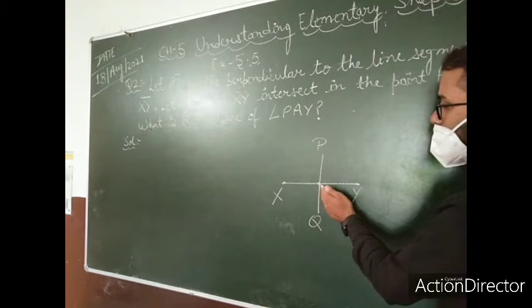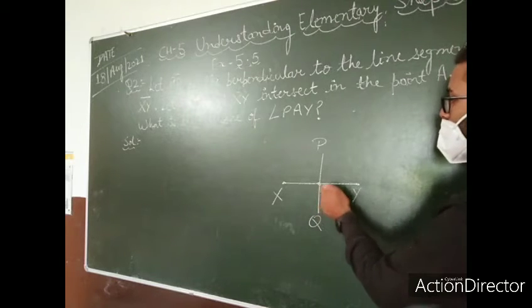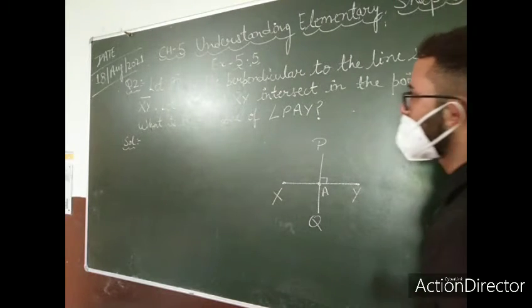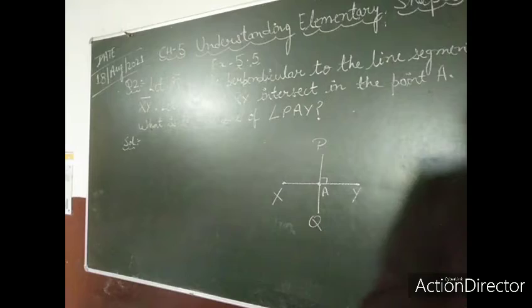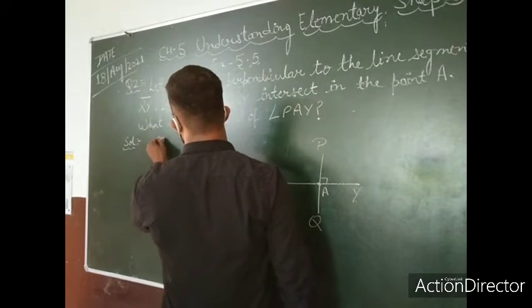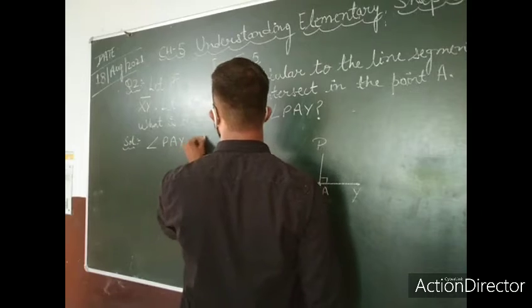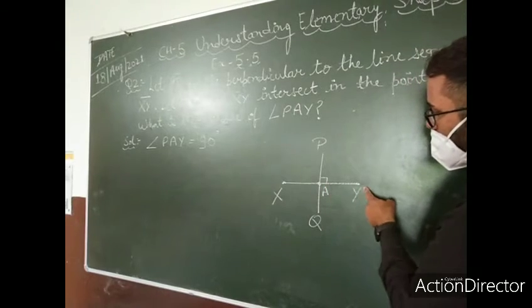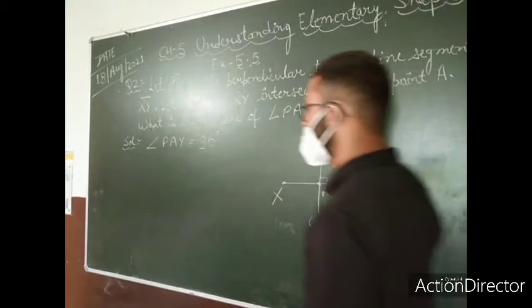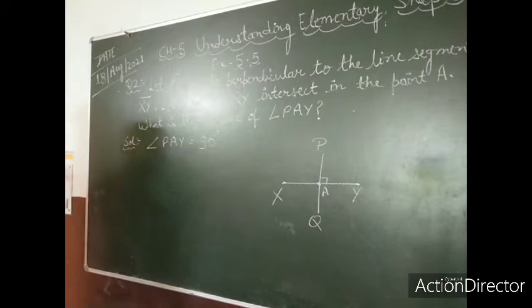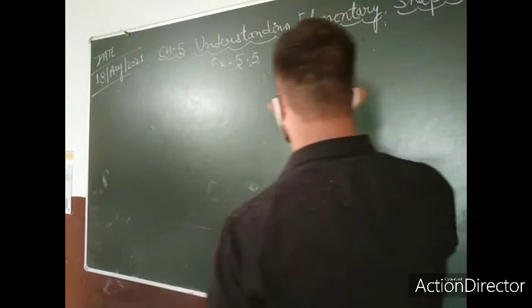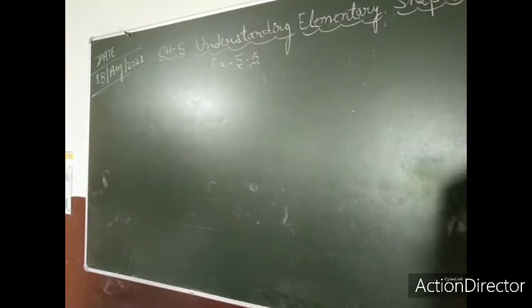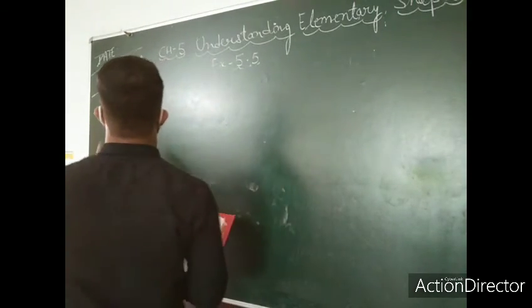So here, students, they intersect at point A, right? So what is the angle between all these sides? 90 degrees. So here we directly write angle PAY is equal to 90 degrees. Okay, this angle PAY is 90 degrees, right? Now question number 3 is homework for you, and now we take question number 4.